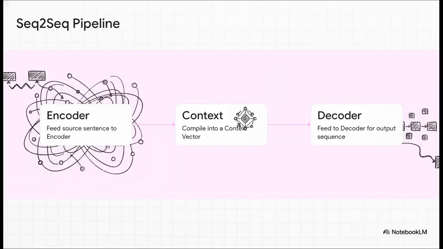So let's break down how that journey actually works in the pipeline. Step 1, we feed our source sentence into the first recurrent neural network, which we call the encoder. The encoder chews on each item and compiles everything it's learning. Step 2, it squeezes all that learned information into what's called a context vector. And then step 3, it hands that vector over to a second neural network, the decoder, which gets to work producing the final output sequence, piece by piece.